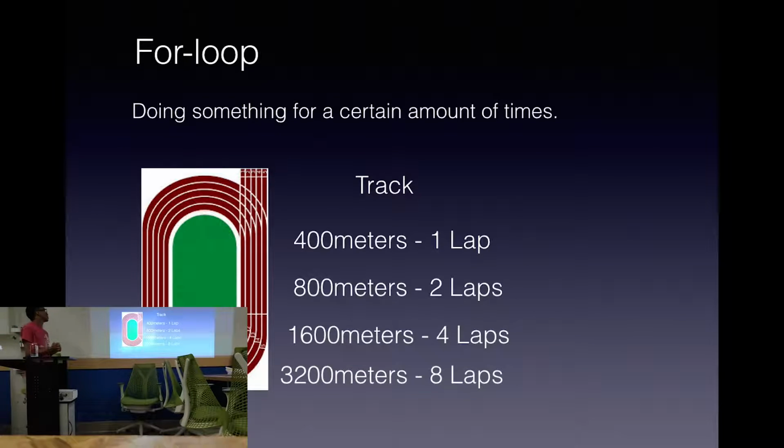So, for loops. For loops are doing something a certain number of times. Like in track, you would go for 400 meters, you do 1 lap, 800 is 2 laps, 1600 is 4 laps, 3200 is 8 laps, etc.